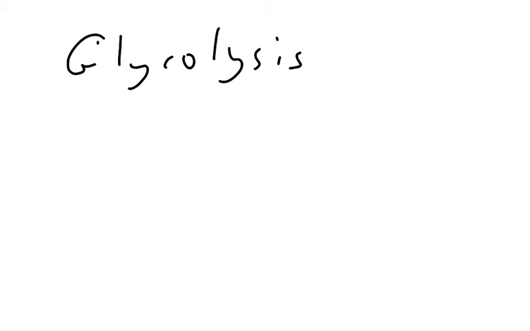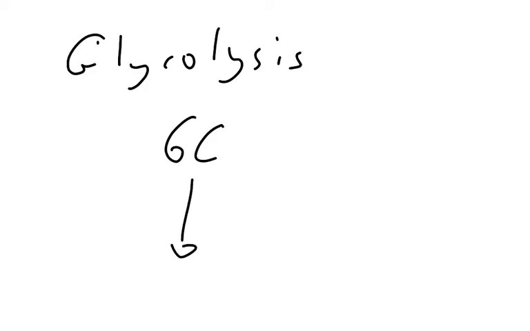Right, let's have a look at glycolysis. Glycolysis is the start of respiration, and it occurs only in the cytoplasm, and it acts upon glucose. Now we're going to represent glucose just with 6C for the 6 carbons. Remember, this only occurs in the cytoplasm.